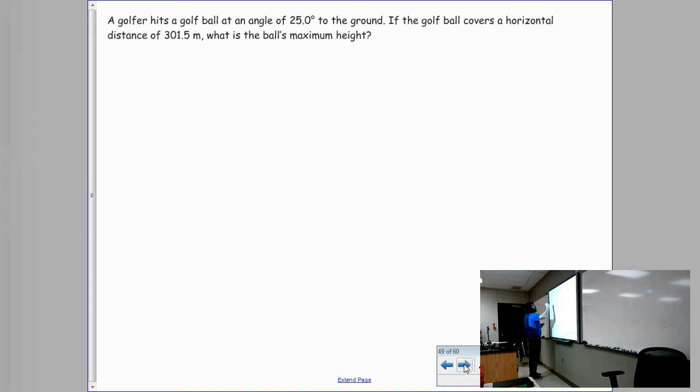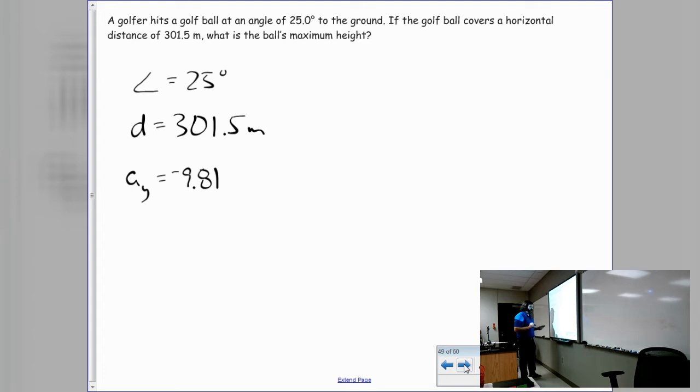So what we have again is an angle given to us of 25 degrees from the ground, so that'd be north of east. If the ball covers the distance of 301.5 meters, how high did it get? We would also know the acceleration due to gravity. Acceleration on the y is negative 9.81.